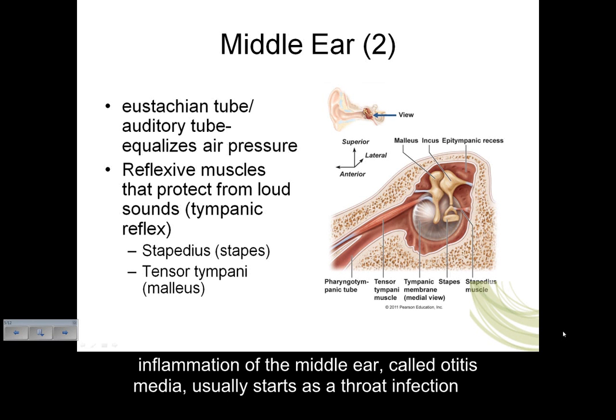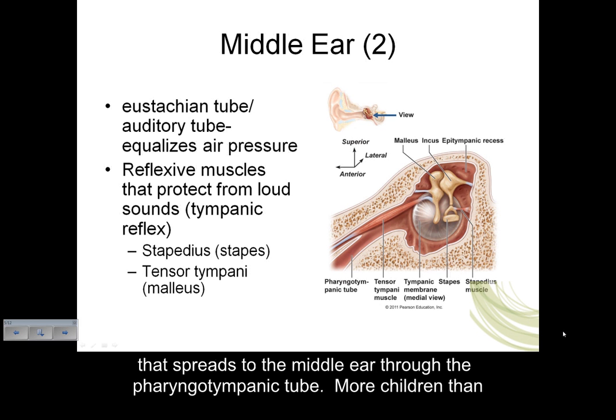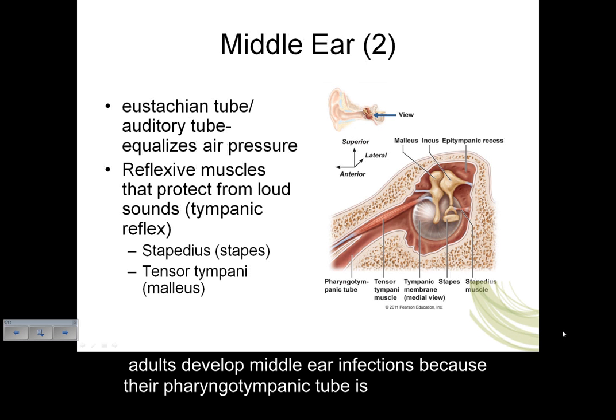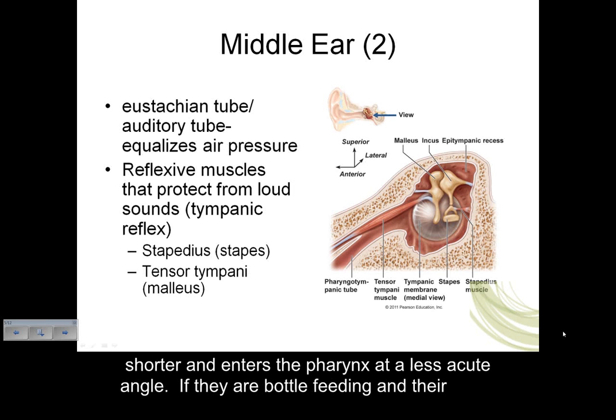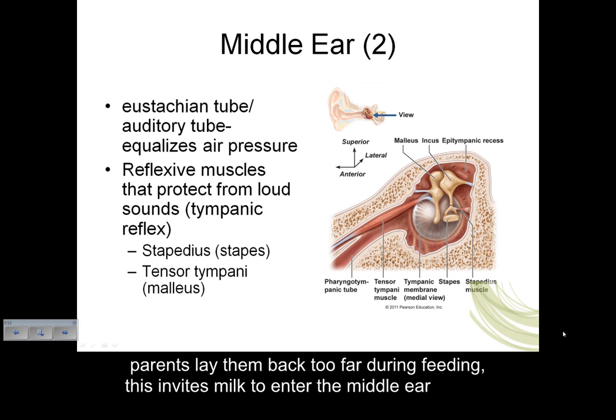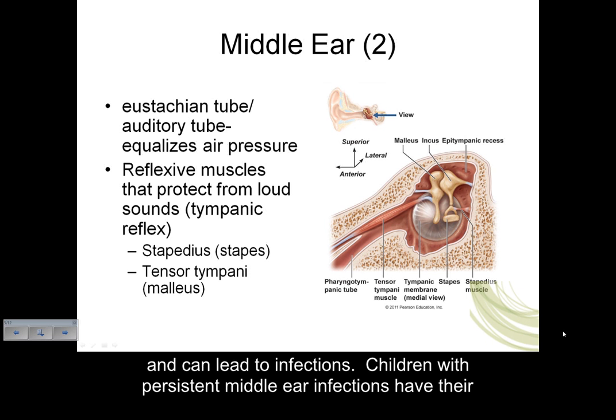Infection and inflammation of the middle ear, called otitis media, usually starts as a throat infection that spreads to the middle ear through the pharyngotympanic tube. More children than adults develop middle ear infections because their pharyngotympanic tube is shorter and enters the pharynx at a less acute angle. If they are bottle feeding and their parents lay them back too far during feeding, this invites milk to enter the middle ear and can lead to infections.